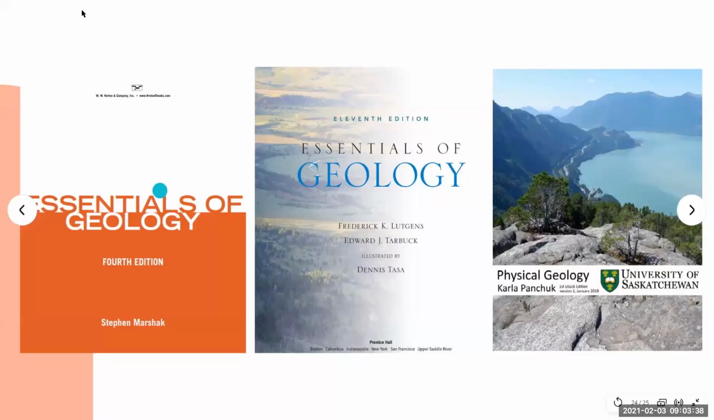Okay. So these are my resources. Si Marshak ulit, pero nadagdagan yung Essentials of Geology. Etong Lutgens daw yung usually mas gamit. Tapos ito, yung kay Panchuk na Physical Geology.